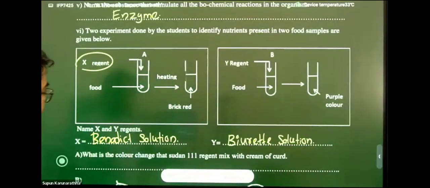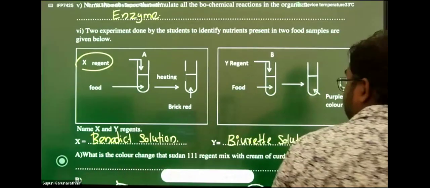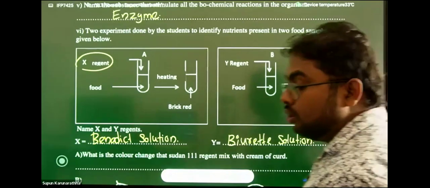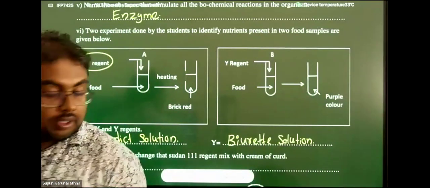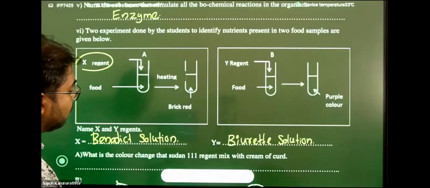We call it the biuret solution. Here are the observations. Name the X and Y regions. Here is this biuret solution. So why do we use the biuret solution? To identify the proteins.